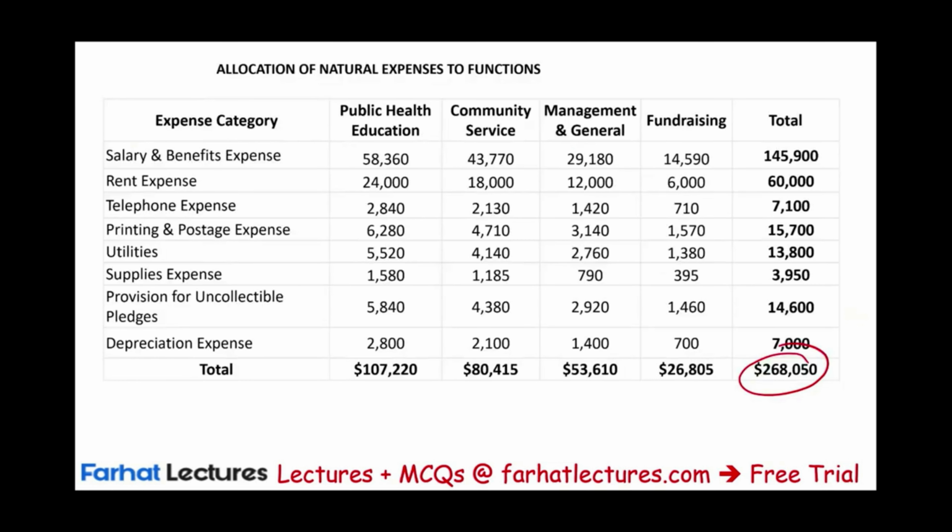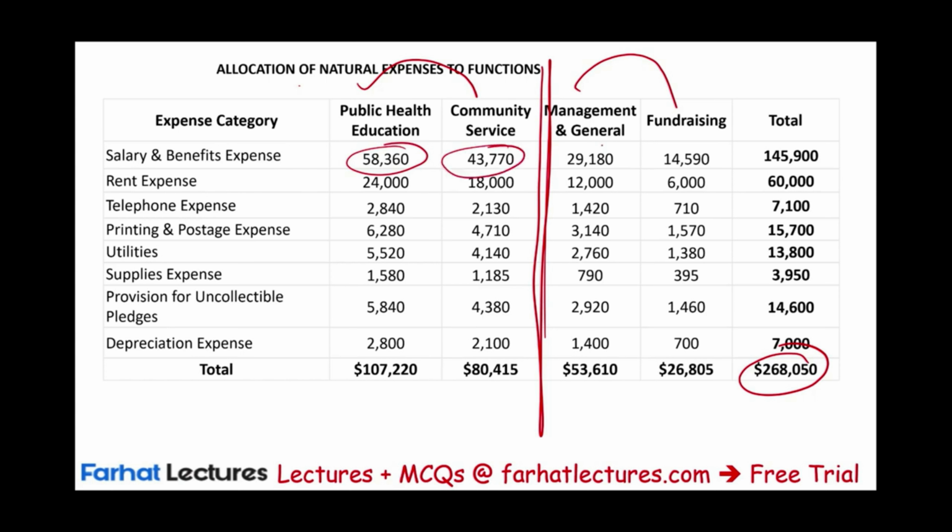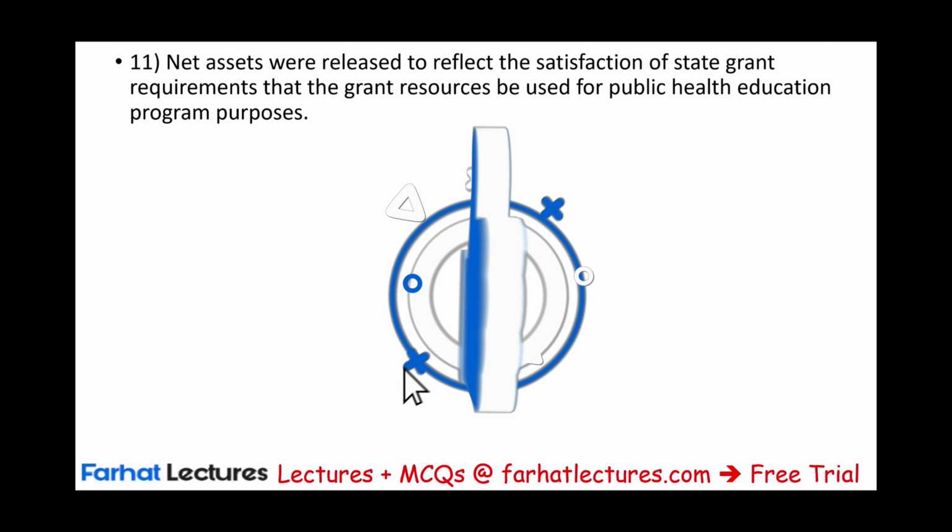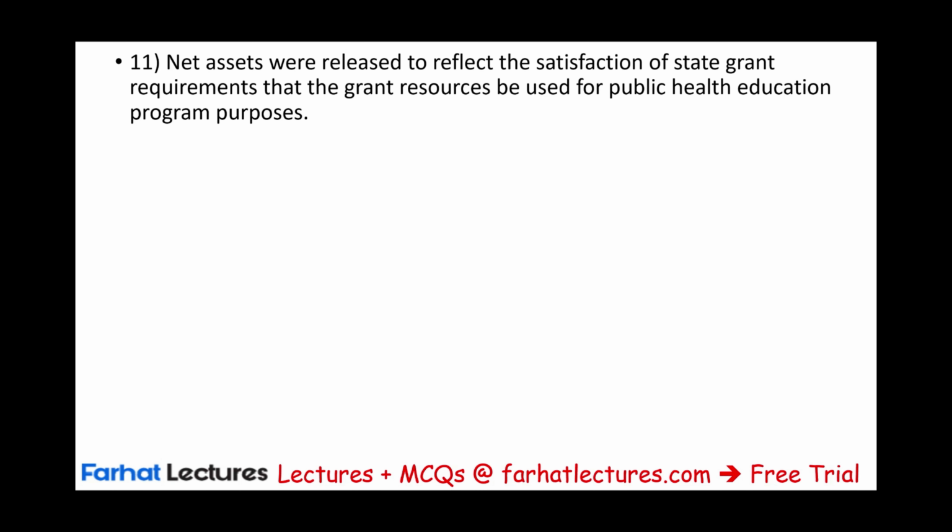And if you want to see the functional allocation of natural expenses to function, there we go. We have the program on one side and the support on the other side. So notice some of the salaries went to public health education, some to the community service, some to management in general, and some to fundraising. Same thing with rent expense, we allocated separately. Net assets were released to reflect the satisfaction of a state grant requirement that the grant resources be used for public health education program purposes.